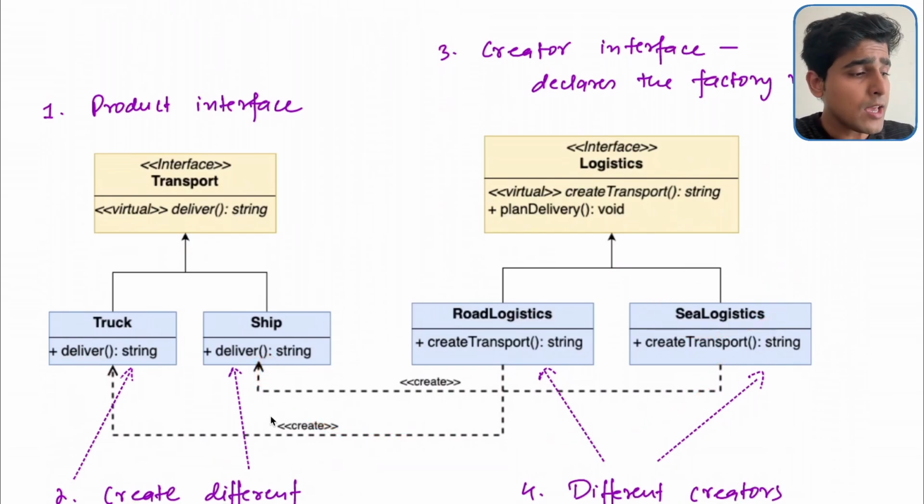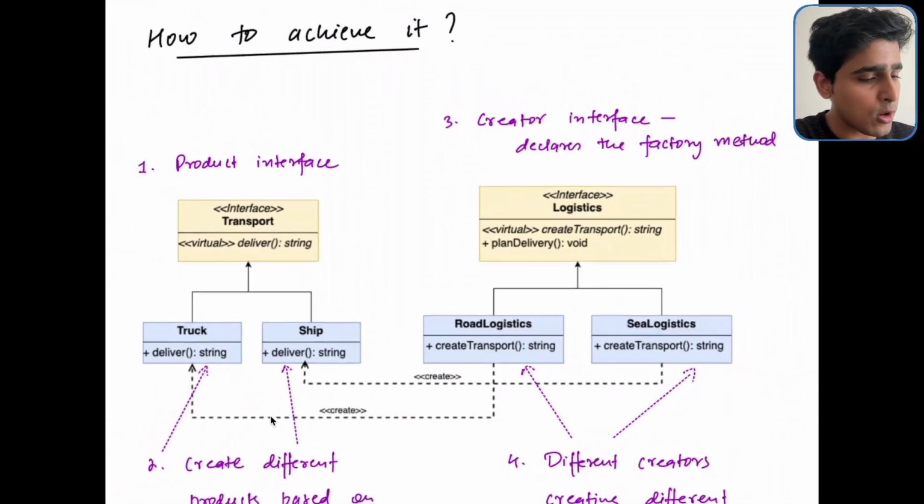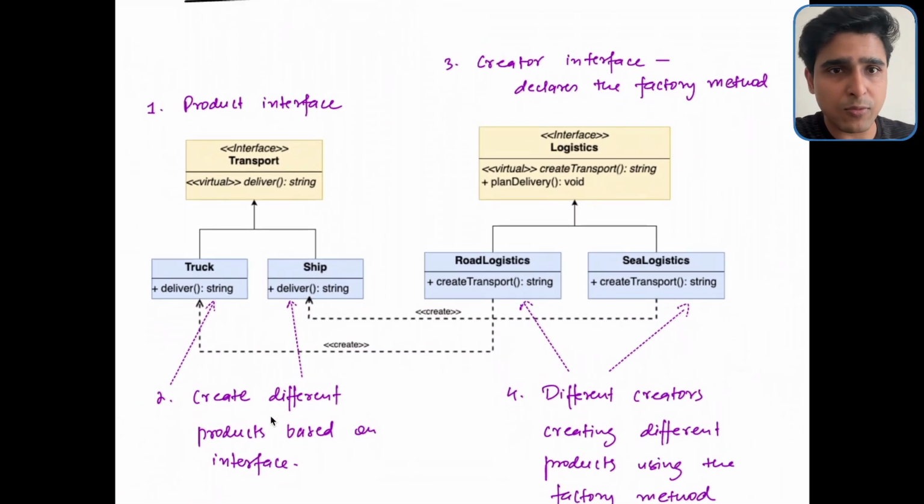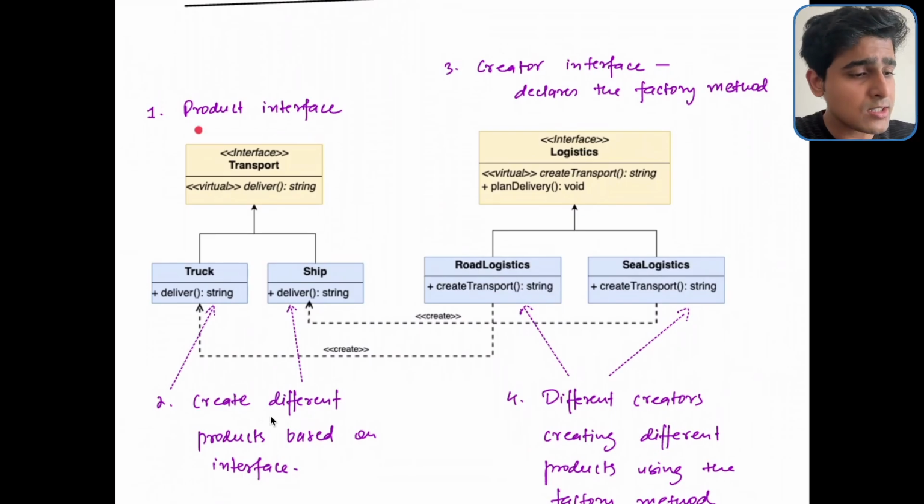So now if a client says, okay, I want road logistics, so whenever you create a class of road logistics, it already has created the mode of transport as truck, and then you can plan the delivery. So all of this we will see in the code as well, but this is what the overall layout looks like.